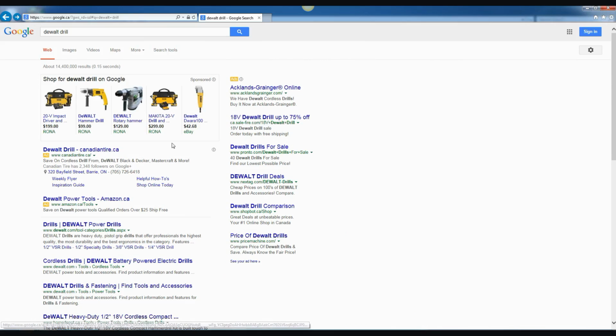And Rona has been part of the sponsored ad with eBay, to make sure that they come up high as well. So the pay-per-click section is just that. An advertiser pays when someone clicks through that ad.